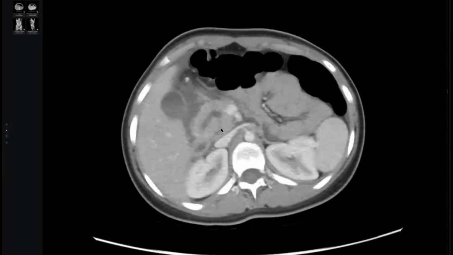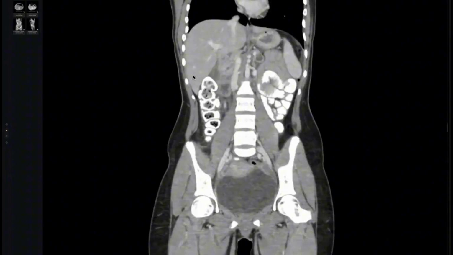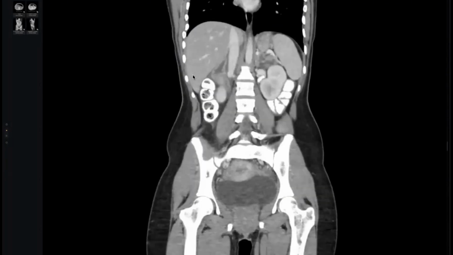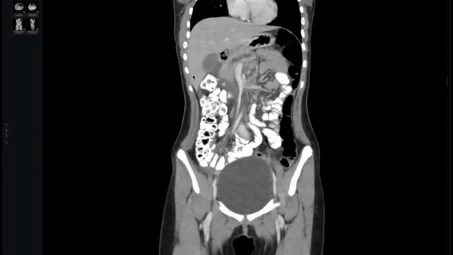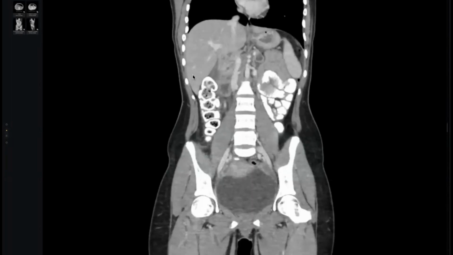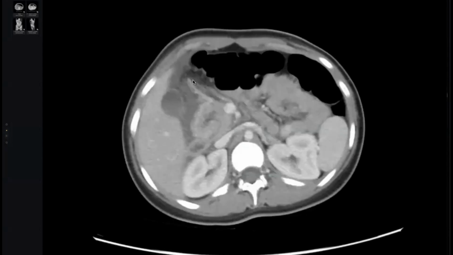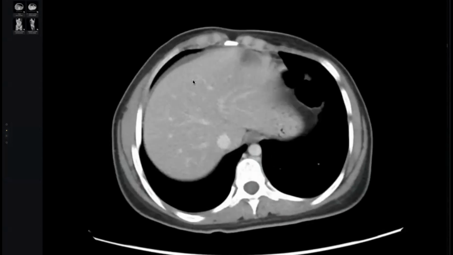So the complication of pancreatic divisum is recurrent pancreatitis. Excellent. So this patient requires a surgical consult for dilatation of the papilla, the minor papilla, so that it can drain easily. So this requires a surgical consult. Okay, excellent. So what is the most common complication of pancreatic divisum?